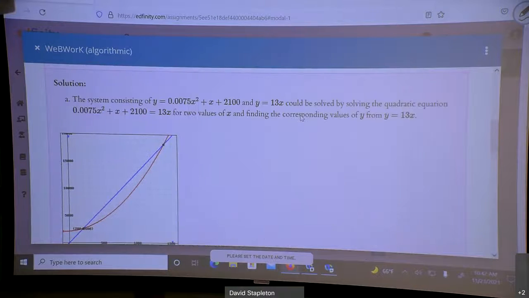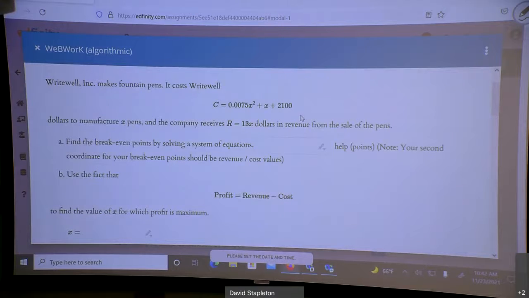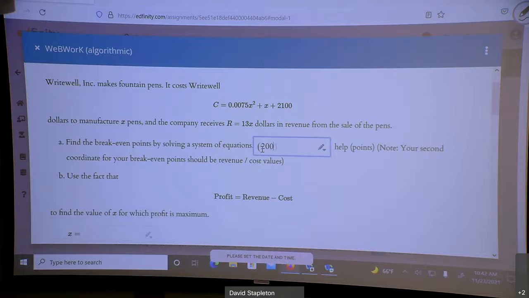Let's see what the question said again. Find the break-even point. We can try it. I think they just want x equals 200, but maybe they want the x and y point. Yeah, they want a point. Oh, Renee, let's see. Your second coordinate should be revenue divided by cost value. So what they want in here is 200, the value of x that makes you break even. That's the number of units. And then you want to put in y. Your second coordinate is supposed to be the revenue divided by the cost.